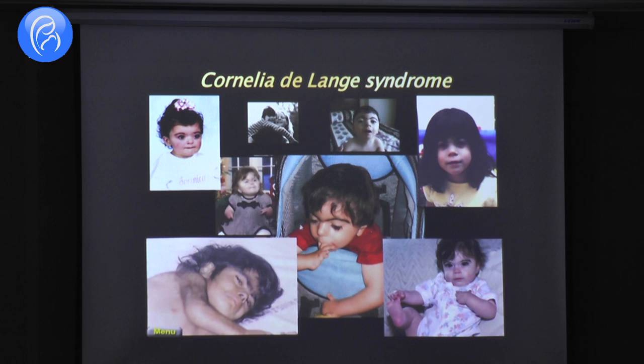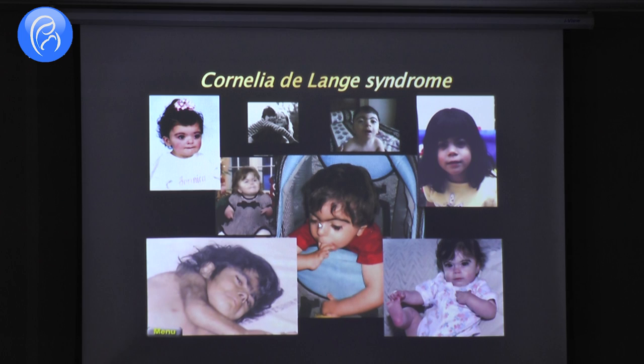Now notice those babies have the eyebrows meeting in the middle. You see how they meet in the middle? Like this. Not in the little girl. Why not in the little girl? Because the mother doesn't like that, so they pluck the hair in the middle. This is called a synophrys.